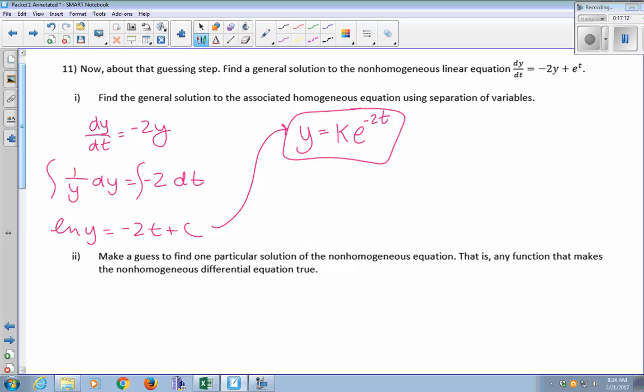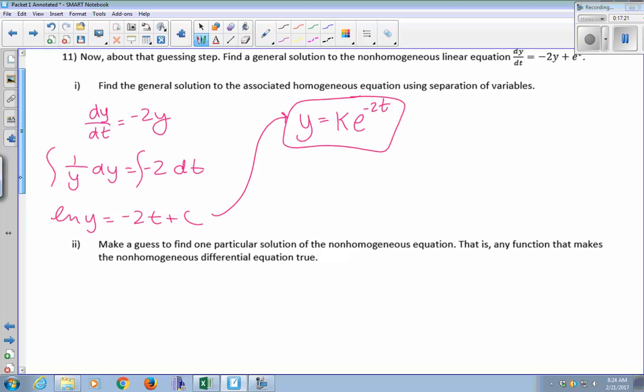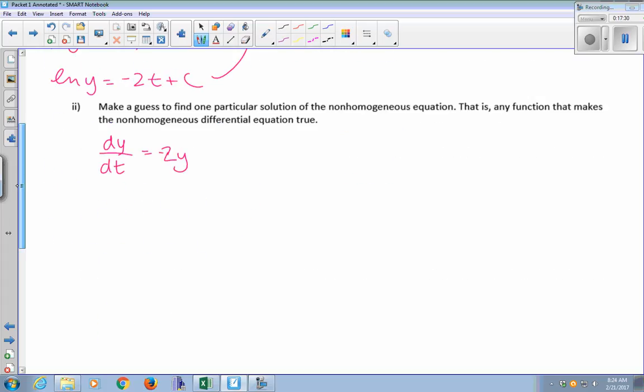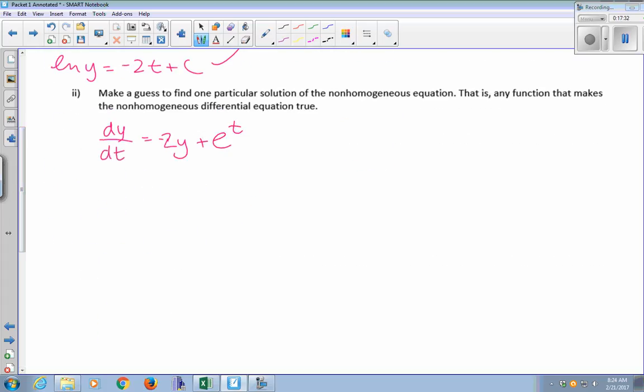All right, step 2 is our guessing step. I want to find one solution to the non-homogeneous equation, any function that makes the non-homogeneous differential equation true. So I'm going to rewrite the differential equation here. dy dt equals -2y plus e to the t. I'm going to do one simple thing that's going to make it easier for us to guess. I'm going to add the 2y to both sides. So dy dt plus 2y equals e to the t.